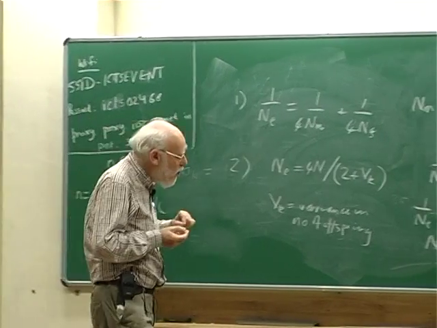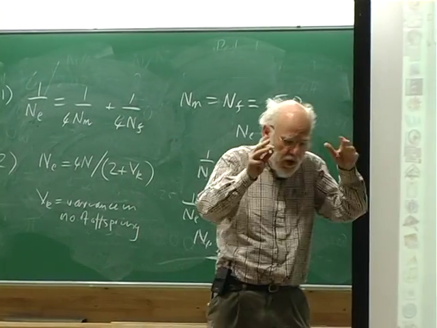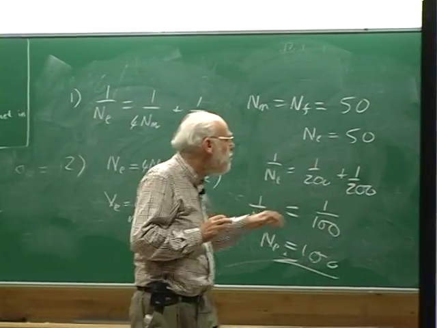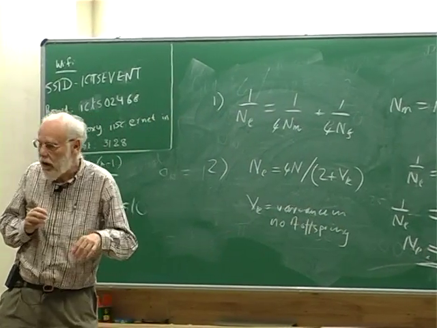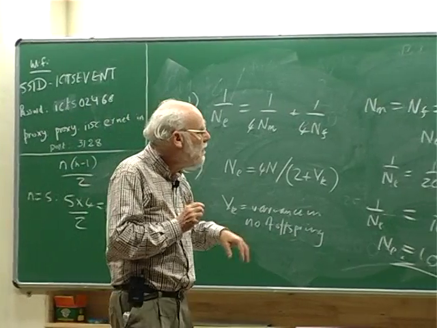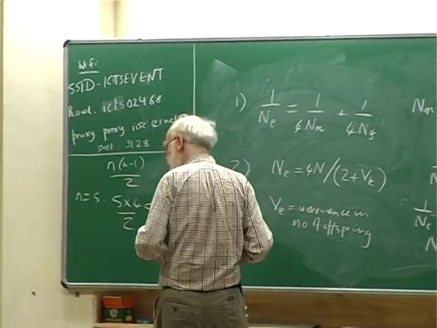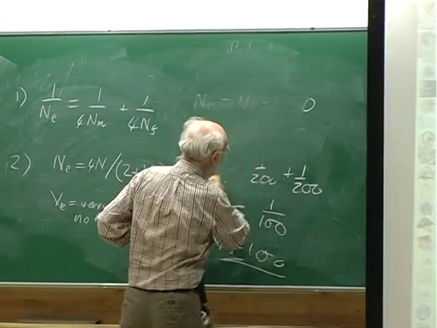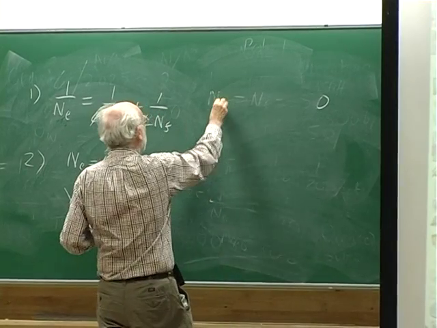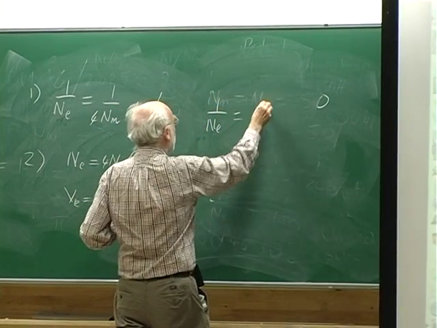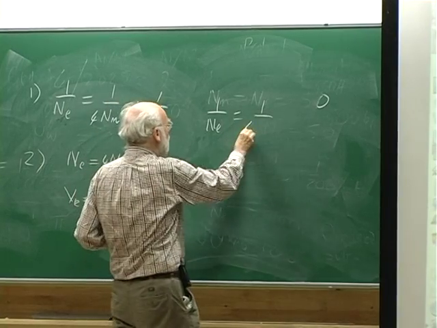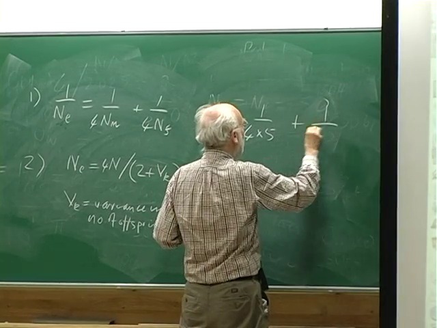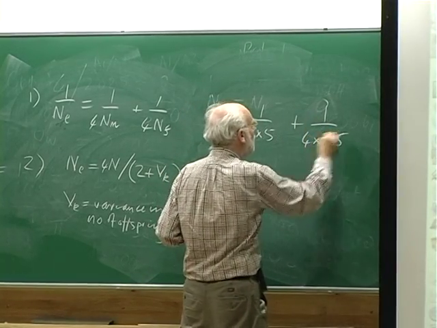So NE equals 100. In this case, we have 2 sexes. It's not very different from the Wright-Fisher model when the 2 sexes are equal in number. Okay, what about the other case where we had only 5 males and 95 females? So, same formula. So 1 over NE equals 1 over 4 times 5, right? Plus 1 over 4 times 95.